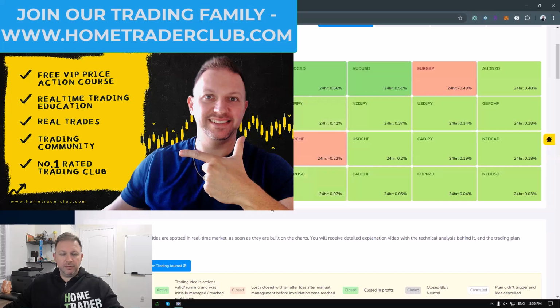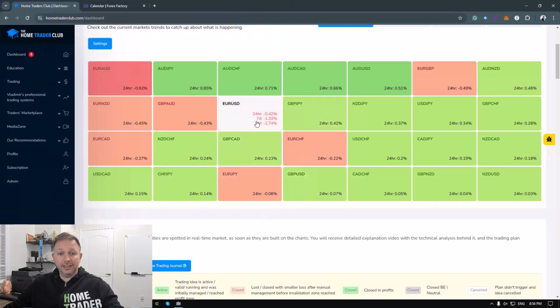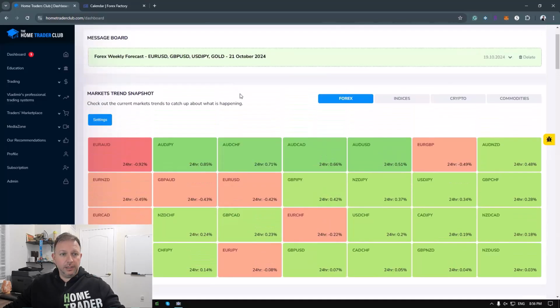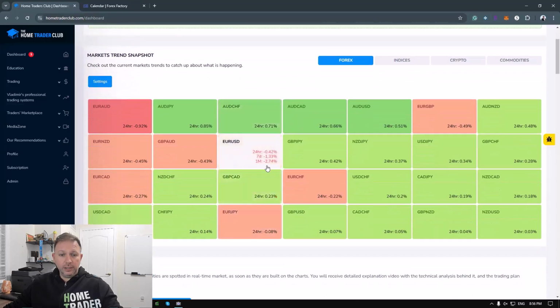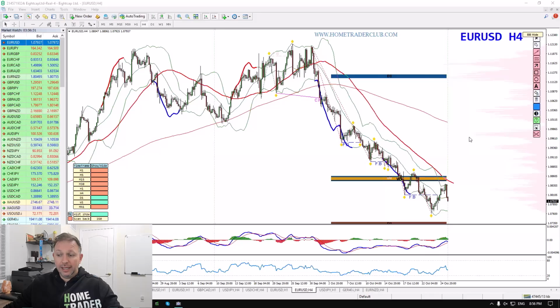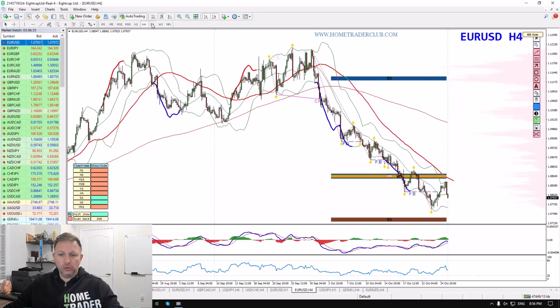So before the charts, quick overview on the numbers. The numbers are very negative. This is, by the way, one of the features we have in Home Trader Club, the market trend snapshot. We can see the numbers are super negative, and the month is close to 3% negative, the last 7 days over 1%. 24 hours start to shrink a little bit, which hints a correction is likely to build up very soon, and that aligns together with what we see on the chart.